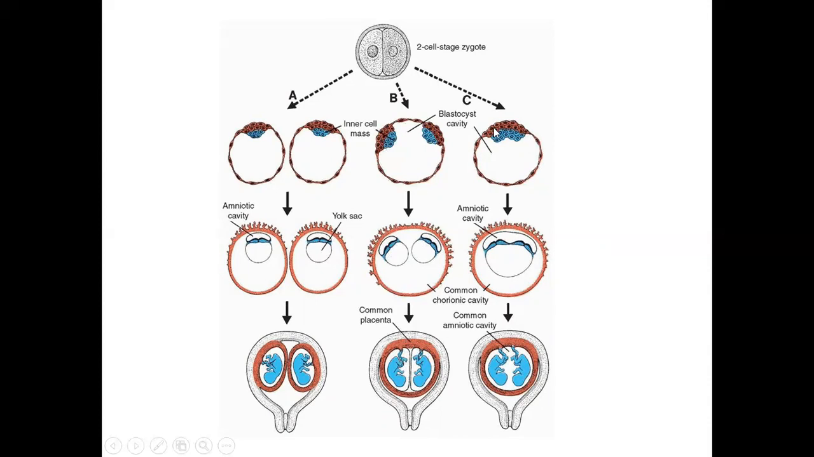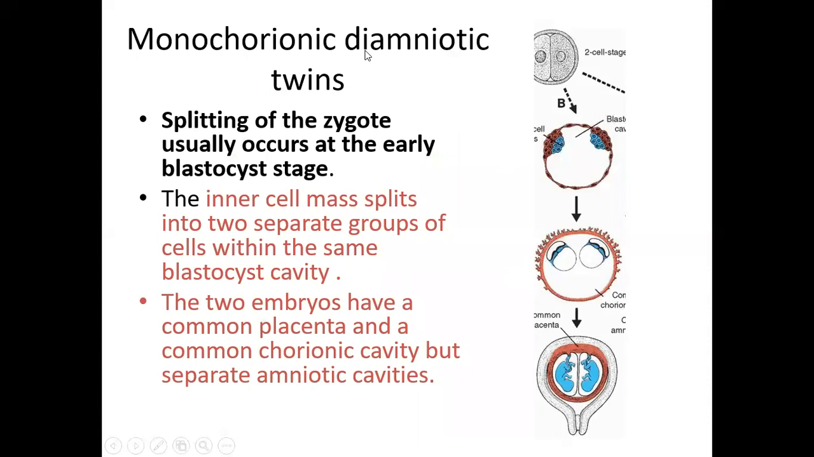And over here, the bilaminar germ disc is formed. Just before the formation of the primitive streak, there will be a division. So what will happen? They have a common chorionic cavity since the trophoblast is common, and since the embryoblast was also common, they have a common amniotic cavity as well. So monoamniotic, monochorionic twins.